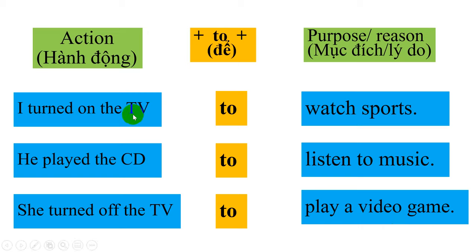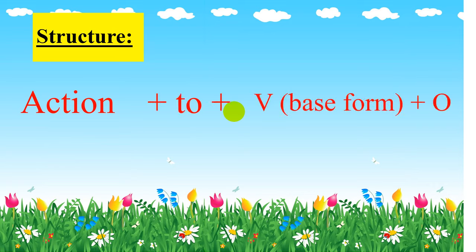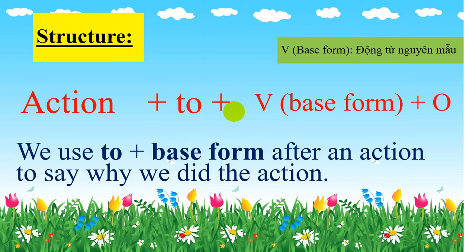So as you see, in the first part, it is the action. And the last part of the sentence, they are the purpose or the reason. And they connect with each other by the word to, as you see. And we have a structure like this: action plus to plus verb base form and object. And why do we have this structure? Because we use to plus base form after an action to say why we did the action. Okay, it's easy, right? Now, to make sure that you understand, I have a game for you.